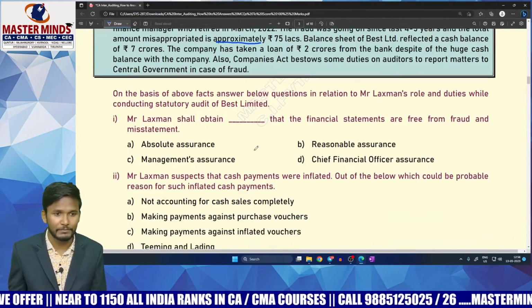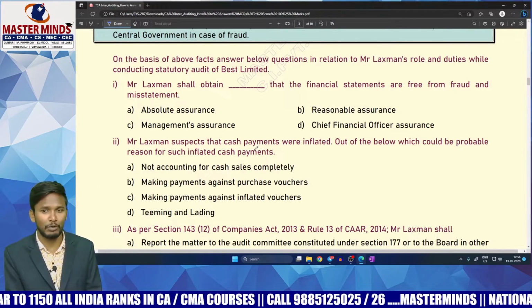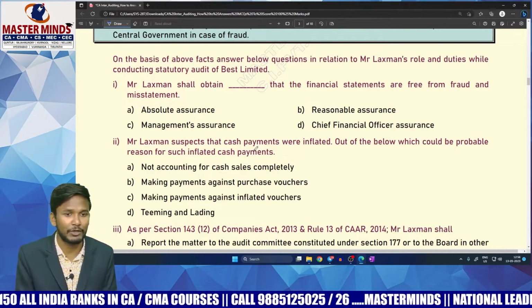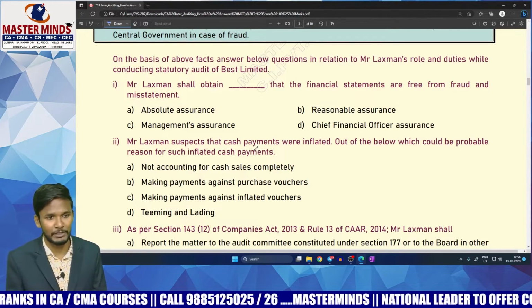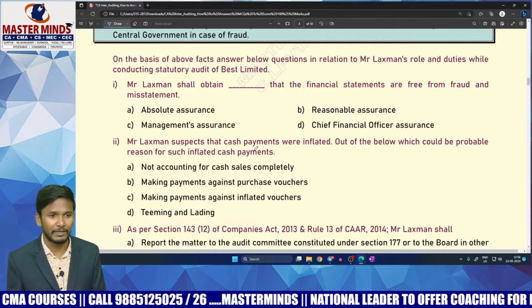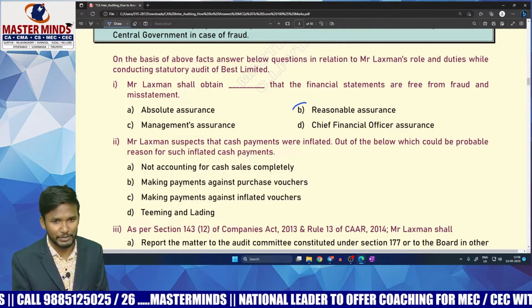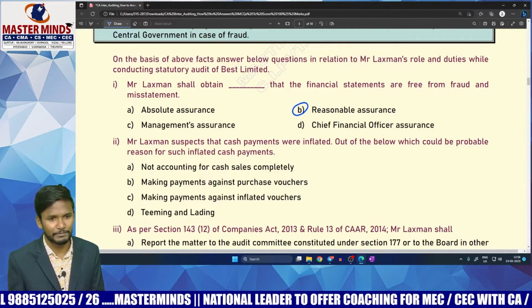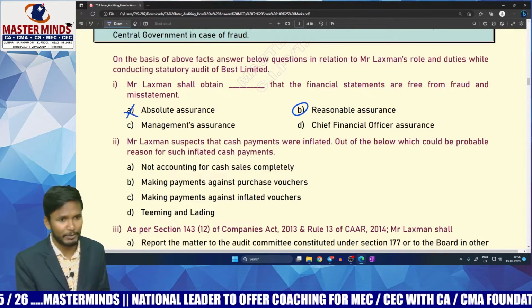Let's see. On the basis of the above facts, answer the below questions in relation to Mr. Lakshman's role and duties while conducting the statutory audit of Best Limited. They are asking based on the above scenario. Mr. Lakshman shall obtain dash that the financial statements are free from frauds and misstatements. Absolute or reasonable assurance, it becomes the reasonable assurance, which you already know. It's a basic question. Yes. So reasonable assurance becomes the correct answer because absolute cannot be obtained by the auditor.